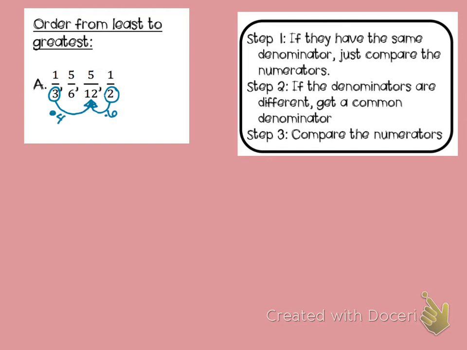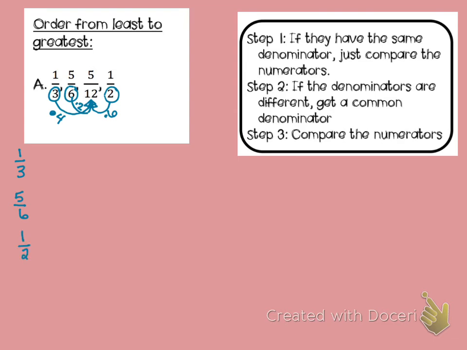Is there anything that we can do to 6 to also get to 12? And the answer is yes. 6 times 2 is 12. So this one works out nicely. So what's our common denominator here? It is 12. So we have 1/3, we have 5/6. I don't need to do anything with 5/12. And then we have 1/2, right?